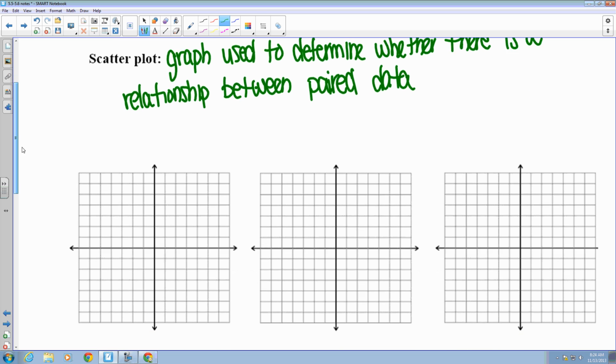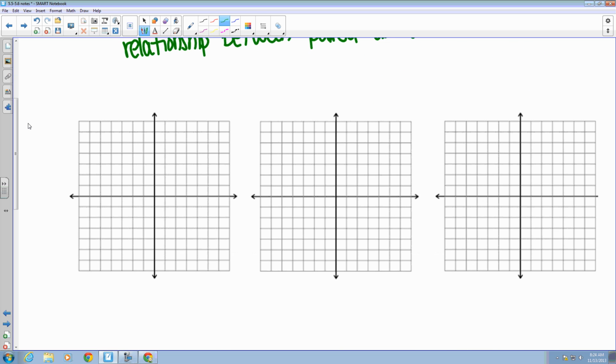Okay, so there are three different kinds of correlation that we're going to talk about. This does not have to be specific points. I just want you to get the general gist of where this is going. If we have data that looks something like that, and we can graph a line through it that has a positive slope, then this is called positive correlation.